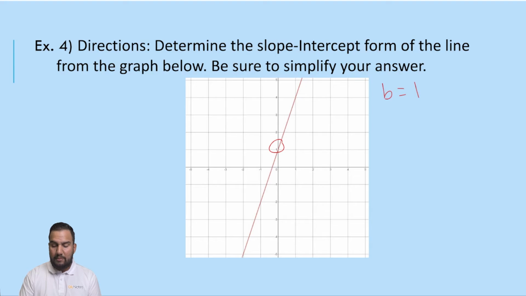But the question is, what's my m? How do we find the m in a graph? We do rise over run. So what do we need to find? We need to find a second point. Look at the graph. Look where there's a second point. Hopefully you agree at (1, 4) there's another point there.